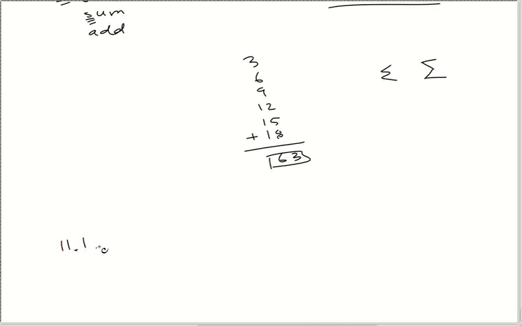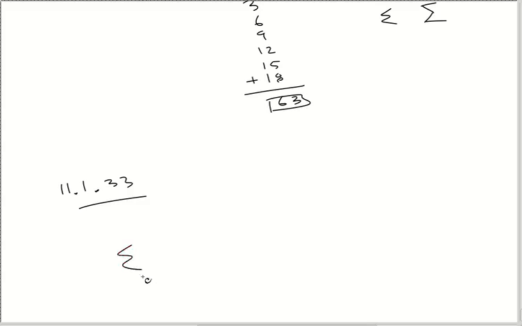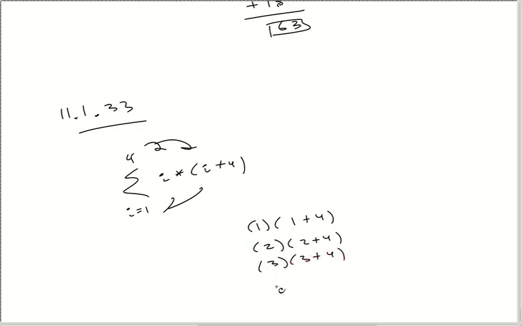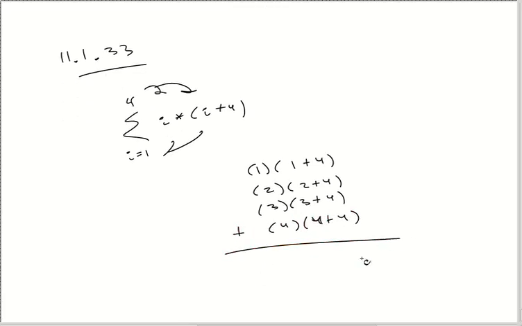So here we go again. 11, 1, 33. I have another big sigma, and I have a 4 is where I'm going to end. I'm going to start at 1, and my formula is I times I plus 4. So same as last time, I'm going to plug in 1, plug in 2, plug in 3, plug in 4, and then we're done. So I got a 1 times 1 plus 4. I got a 2 times 2 plus 4. I got a 3 times 3 plus 4. I got a 4 times 4 plus 4, and then we're done. Big old plus sign. Call it a day.